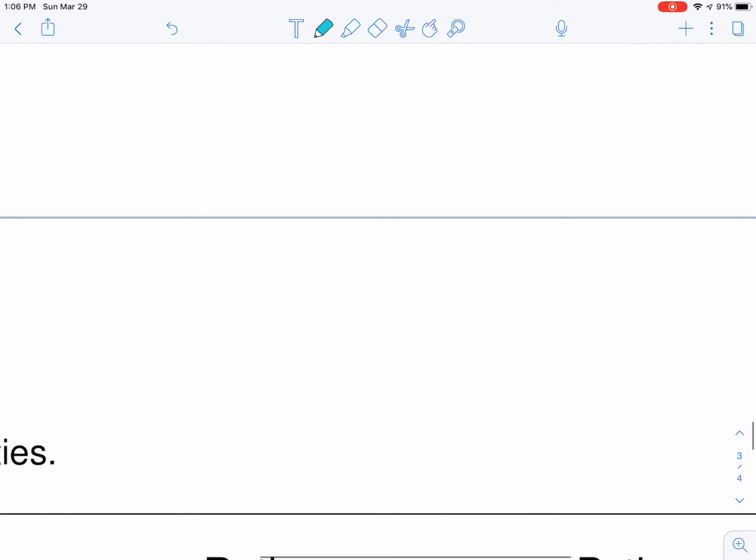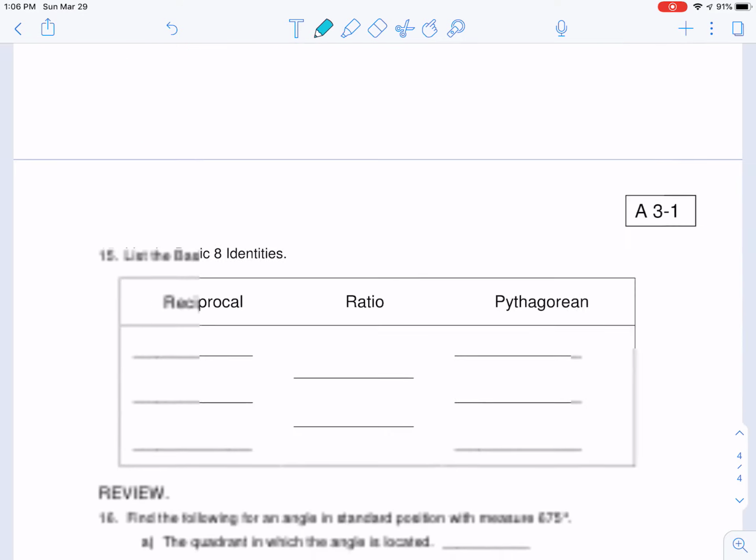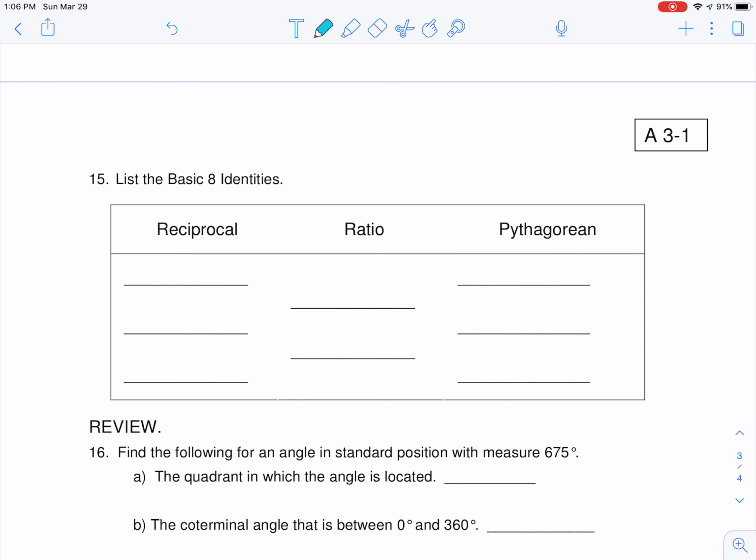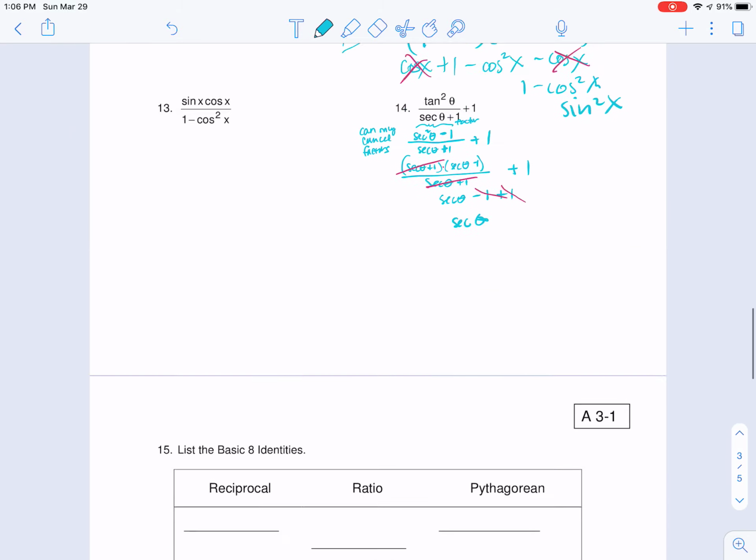And you are not required to do, well, wait a minute. You need to go to here. Fill that in again one more time to make you think. List all the reciprocal ones on the homework and the ratios and then the Pythagorean, and then that will be all you have to do.